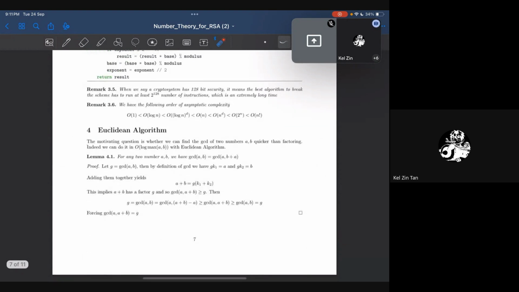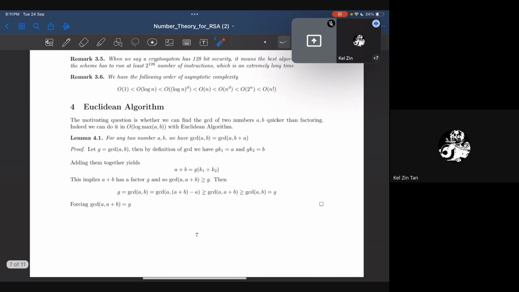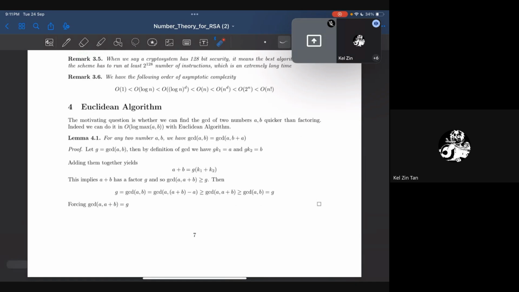So now we can get back to our number theory part, which is the Euclidean algorithm. Previously we were talking about computational complexity. The reason for that is I want to motivate, I want to give a good reason on why we need to study this Euclidean algorithm, and the main reason is because the Euclidean algorithm is a very fast algorithm to find the GCD of two numbers compared to just factoring itself. And this fastness is determined using big O notation.